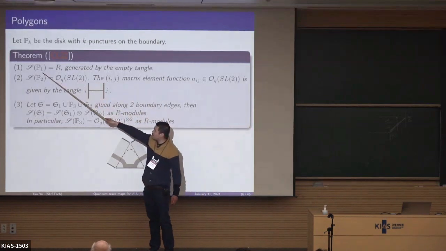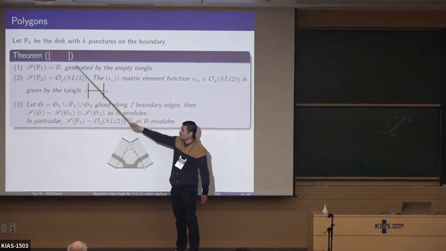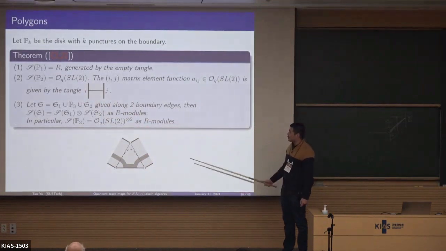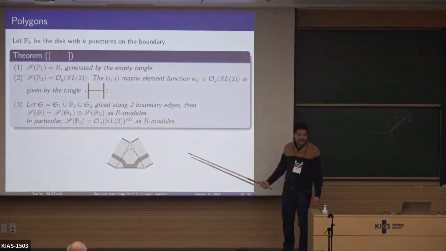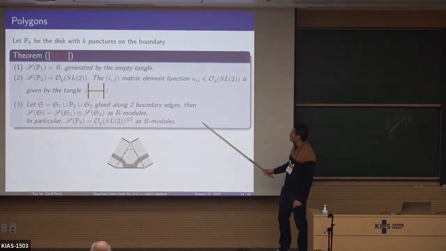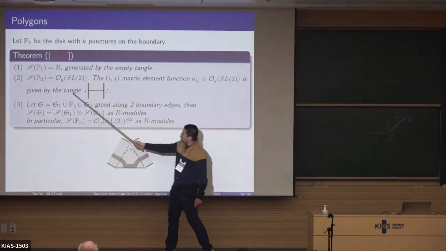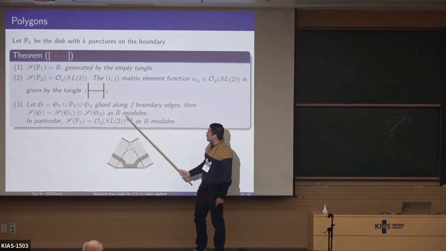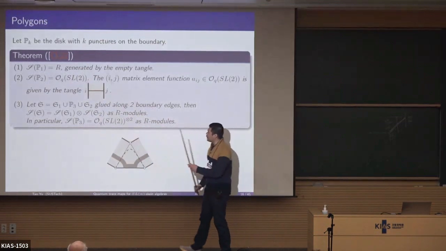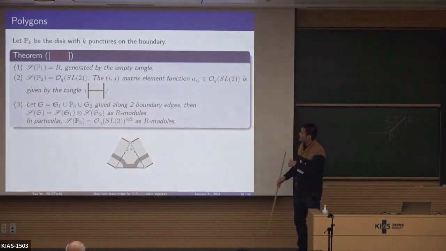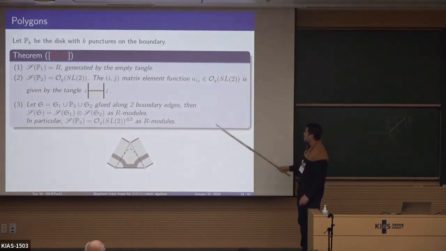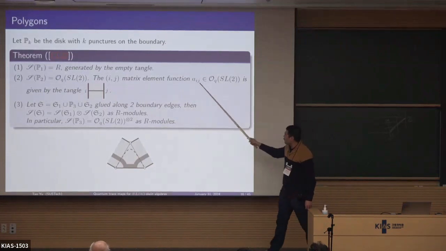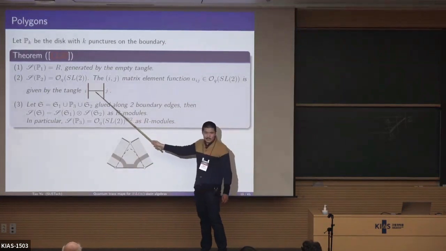If you only have one puncture, then it's just generated by the empty tangle, so it's R. The key point here is it's not the zero module. And for P2, this is the interesting one. It's actually isomorphic to O_q(SL2). I didn't write down the definition of it, but it's just quantum matrix functions. And the ij element of SL2 is represented by this tangle.